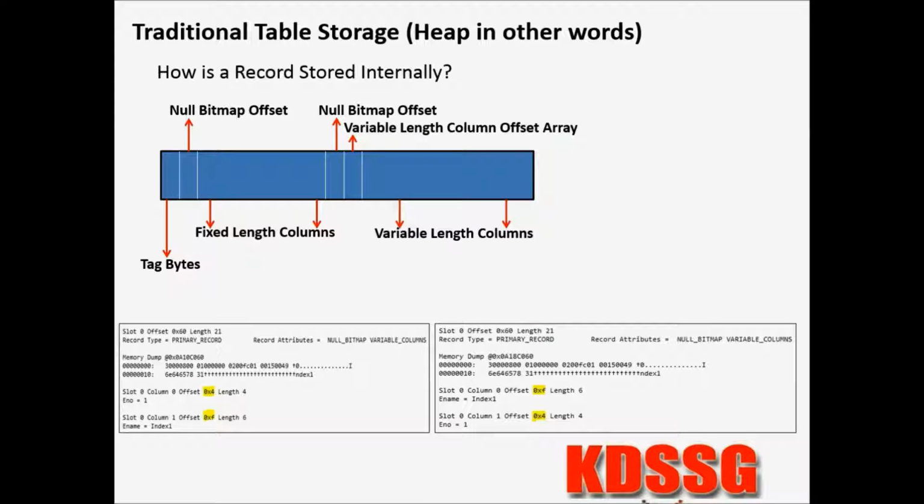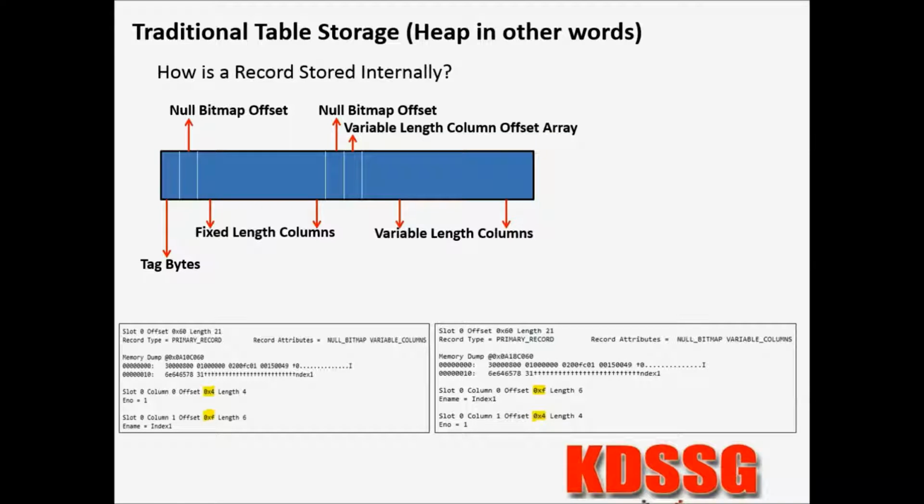So whenever you look at the slot portion, this is how it looks. When records are stored in a page, you always have tag bytes first. Then you have the null bitmap offset. These are some metadata specifics which we are not deep diving into right now. And you always store fixed length columns first. That means an integer, a fixed length column, first. So if you have an integer and a varchar, remember, the integer always gets stored first, and the varchar gets stored next.